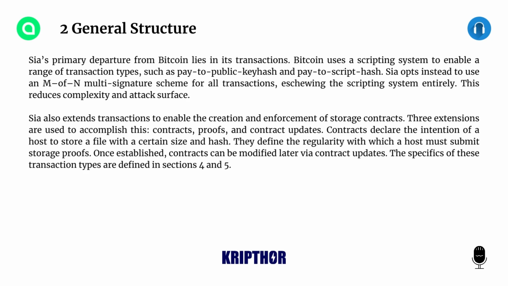Sia also extends transactions to enable the creation and enforcement of storage contracts. 3 extensions are used to accomplish this: contracts, proofs, and contract updates. Contracts declare the intention of a host to store a file with a certain size and hash. They define the regularity with which a host must submit storage proofs. Once established, contracts can be modified later via contract updates. The specifics of these transaction types are defined in sections 4 and 5.